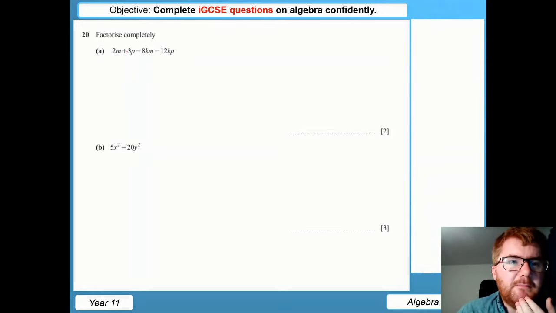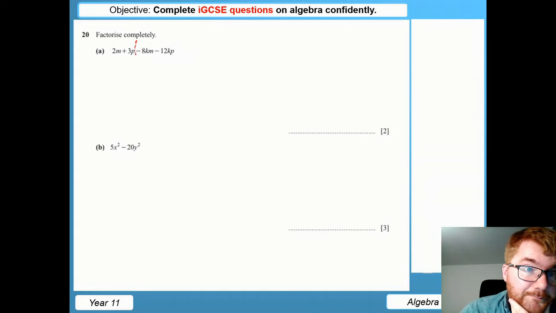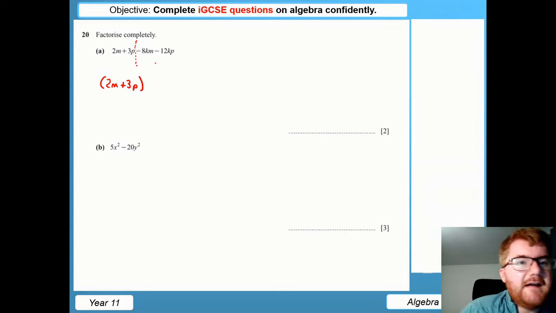We've got 2m plus 3p minus 8km minus 12kp. This kind of question comes up quite often. Again, I'm going to split this down the middle. So we've got our 2m plus 3p. And now I'm going to take a factor out here. I'm going to take out a factor of, well, they have a 4 in common, a minus 4 in common, and they also have a k in common. So I'm going to take that out.